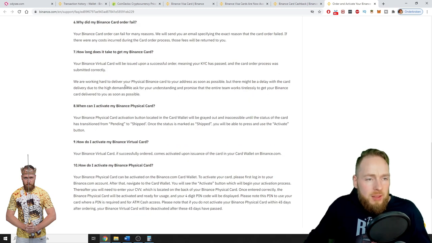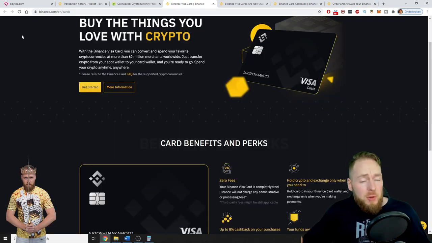So when will you get your card? Upon a successful order, they will work hard to deliver your card to your address as fast as possible. Of course, everybody wants a card like this, so there might be a delay with the card delivery. So guys, was I able to convince you that you need this card? Because now you're paying for stuff and you get no cashback. But with this card, you get a crypto cashback. So everyone should order this card.